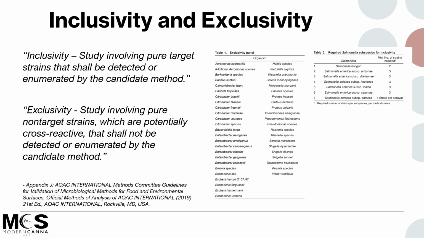And some of you may be wondering, where do I start with this? How do I know what should be tested for when it comes to inclusivity and exclusivity? Well, luckily, those AOAC SMPRs that I mentioned typically provide a required and suggested list of these microorganisms for each method. And I have provided an example screenshot from the Cannabis Salmonella SMPR here. And as you can see, the inclusivity requires several subspecies of Salmonella, while the exclusivity requires other microbes that could potentially be similar enough to be detected by a method if it was not developed properly.